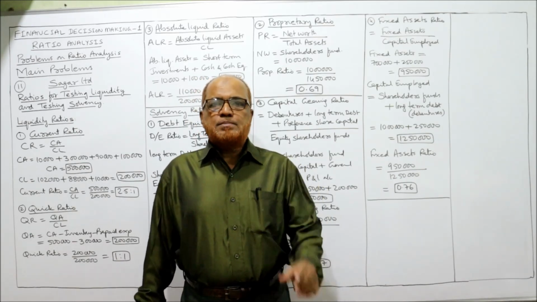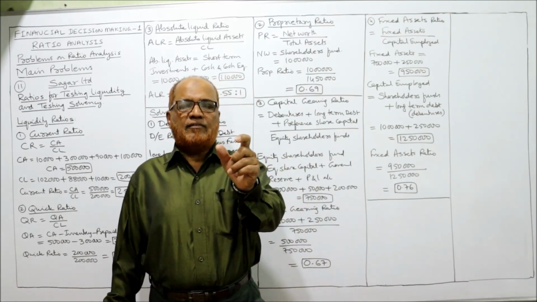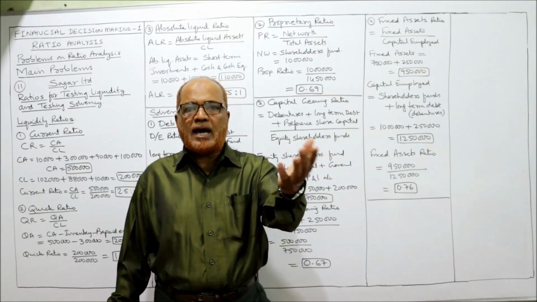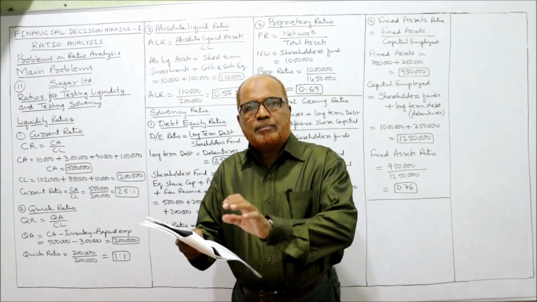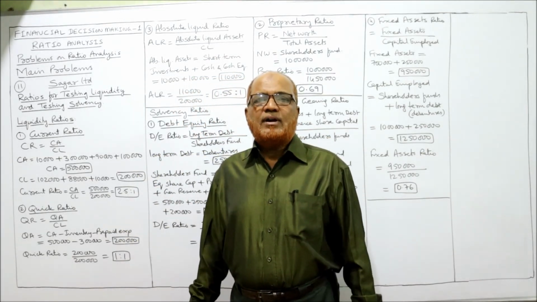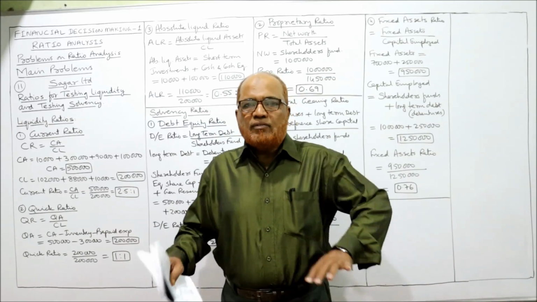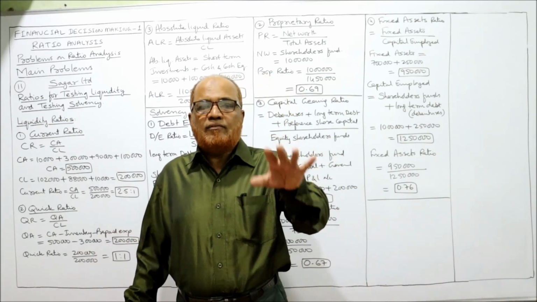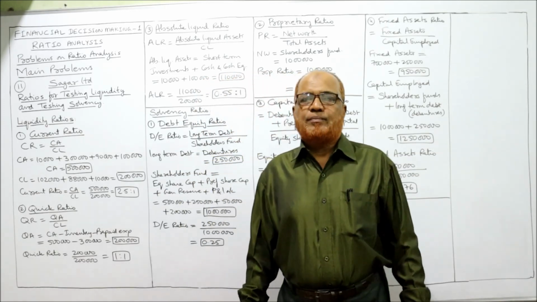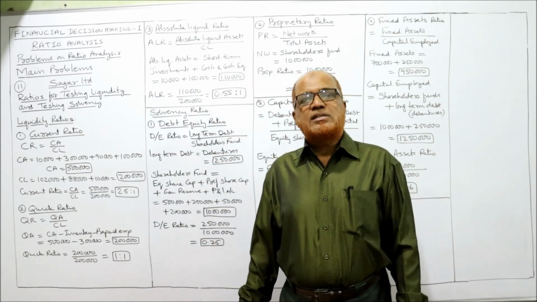In previous problems, specific ratios were given where we applied the formula and calculated the ratio. But from this problem onwards, we have decision making problems. It will not specify which ratios you have to calculate. It is left to the students to decide.